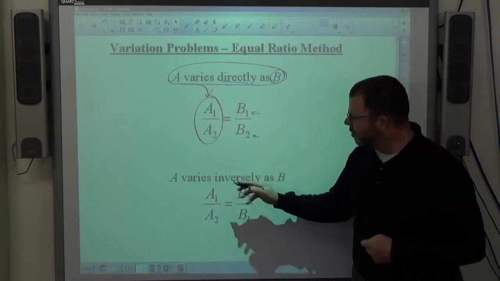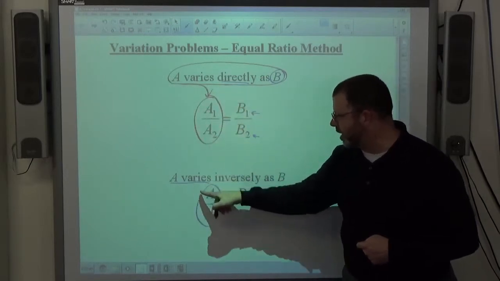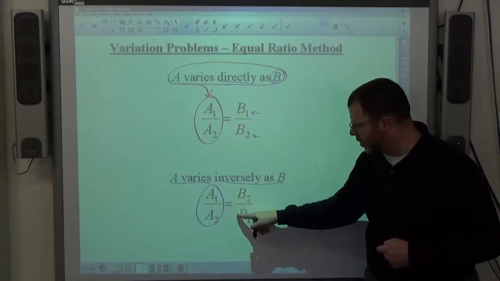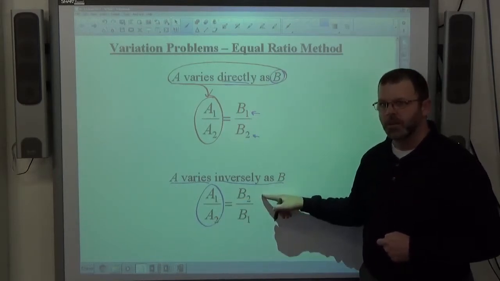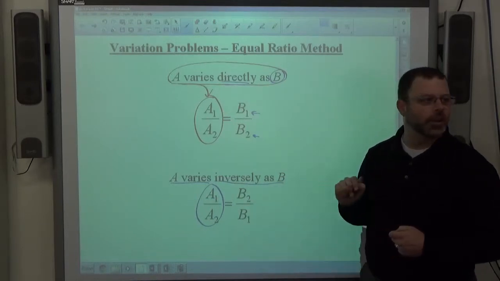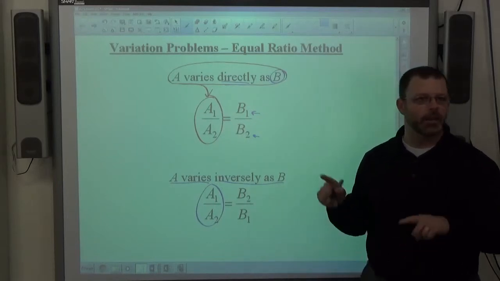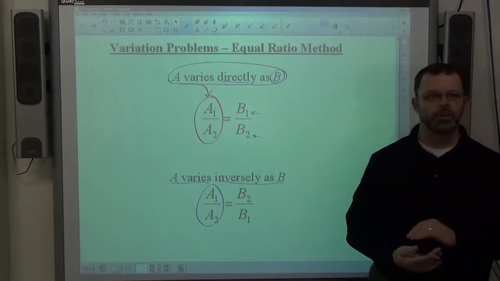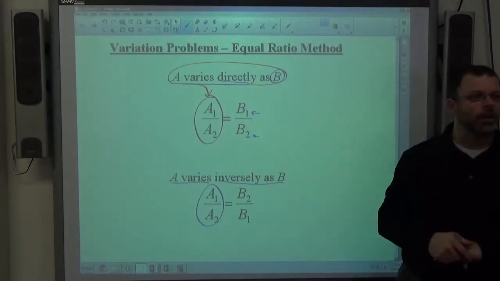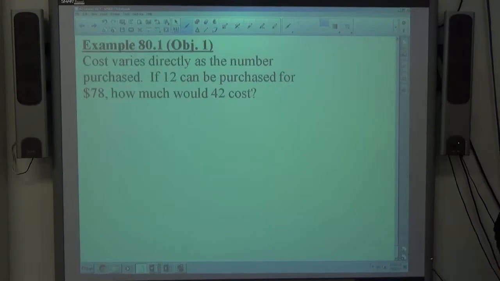For an inverse variation, notice the same thing. So A varies, A1 over A2. But this time inversely as B, so notice the subscripts get inverted. Right? So the subscript 1 goes on the bottom, subscript 2 goes on top. So first A, first B, second A, second B. They get crisscrossed from each other. Still proportion, and again, cross multiplication, you're going to know 3 of the 4 things. Put them where they belong correctly, and then just solve your proportion. So let's try problem number 1.